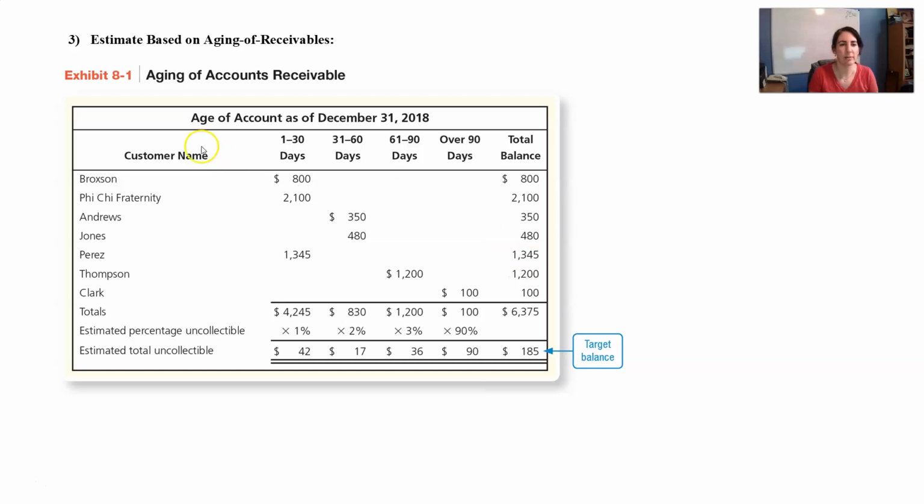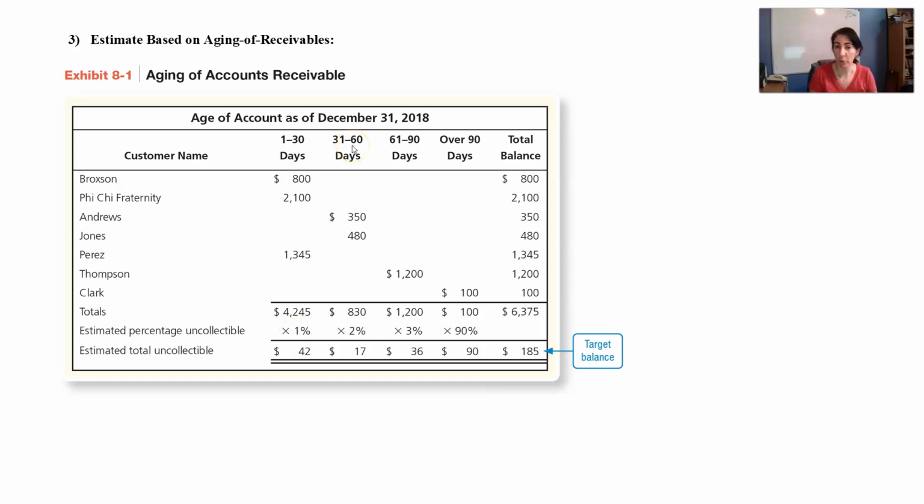Okay, so let's look at this. This is an aging analysis. The idea is, like I said, you're putting them in buckets. For the receivables that are only current, meaning you've just sent them out and they've been out for less than 30 days, the total receivables in this bucket are 4245. You're assuming 1% of those people are not going to pay you.